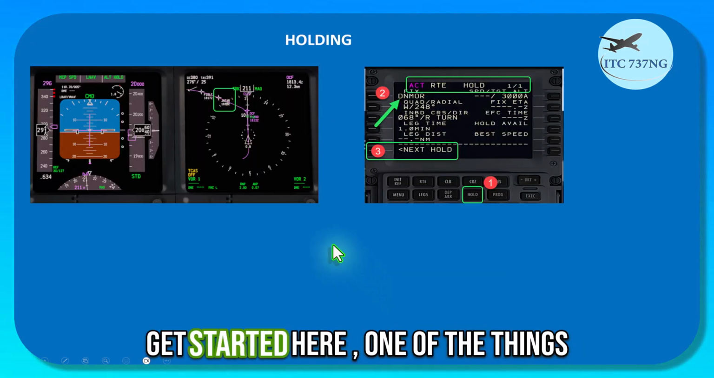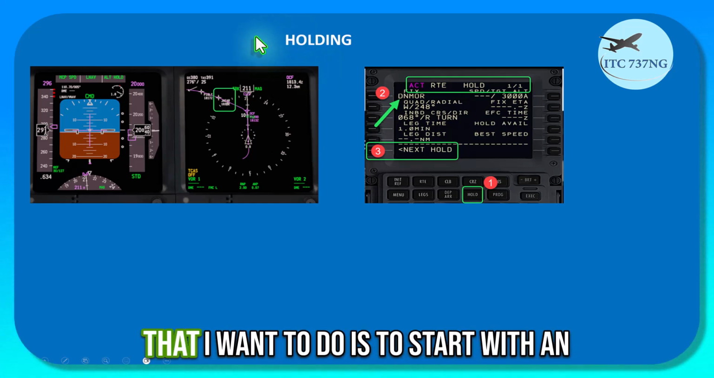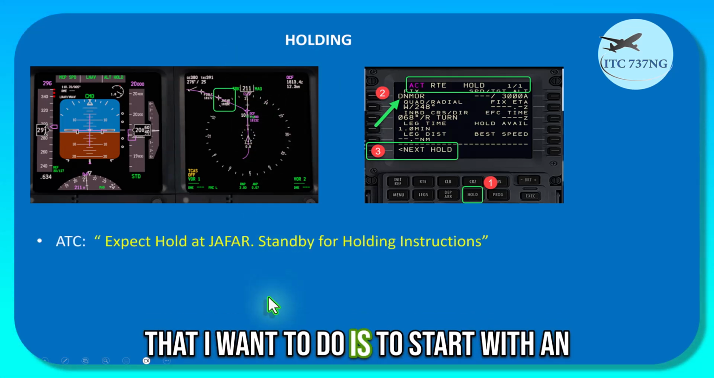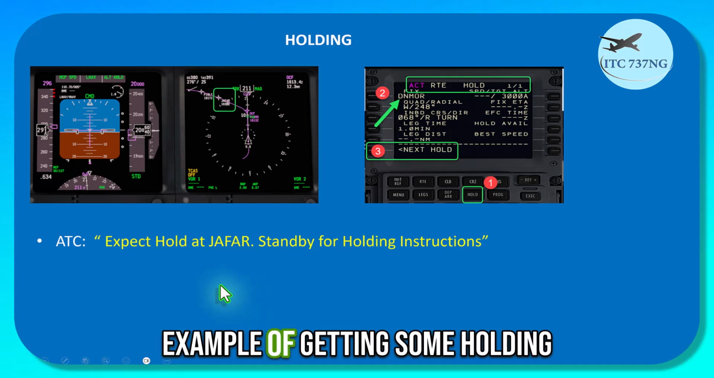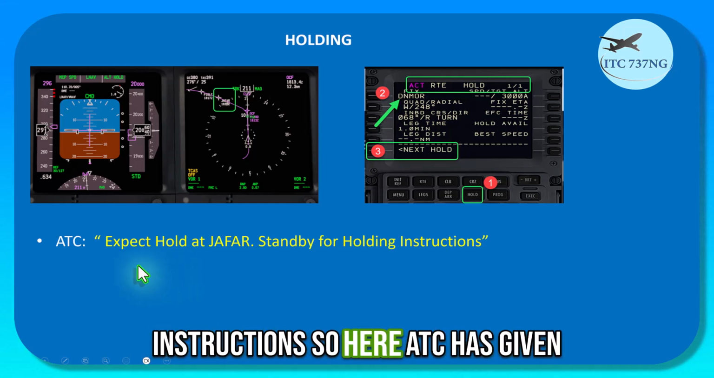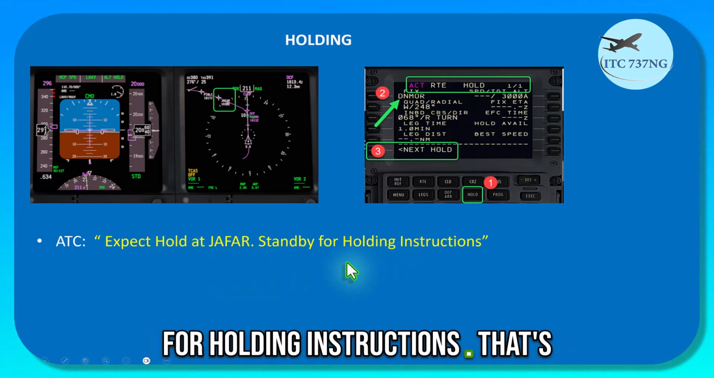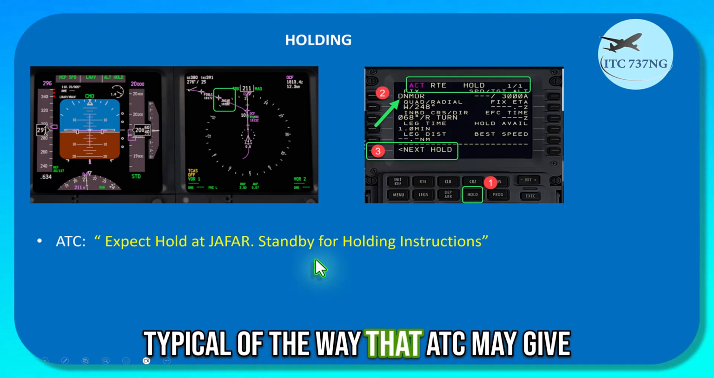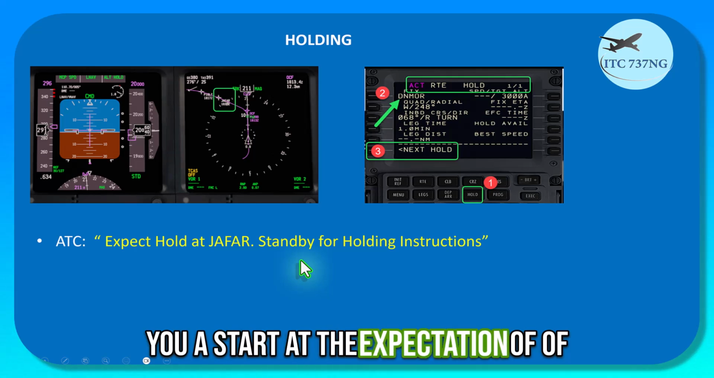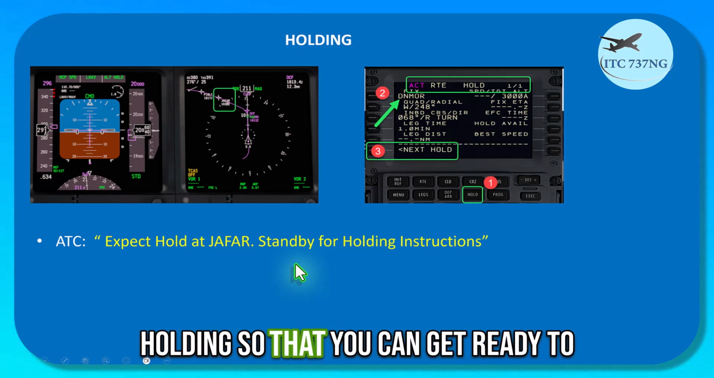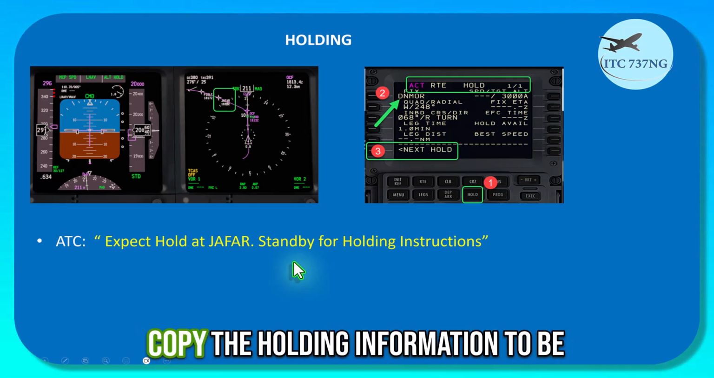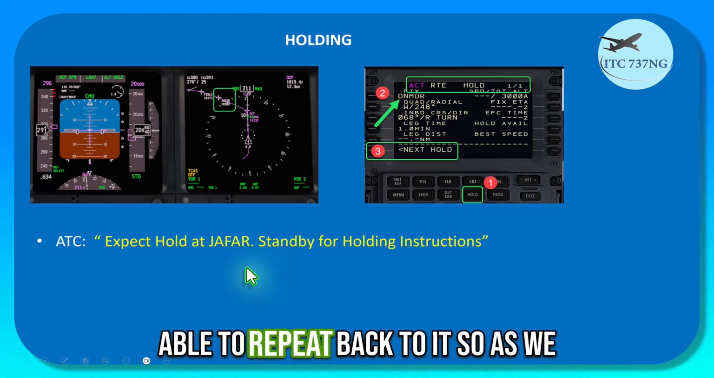So as we get started here, one of the things that I want to do is to start with an example of getting some holding instructions. So here, ATC has given us, "Expect to hold at JFAR, stand by for holding instructions." That's typical of the way that ATC may give you a start at the expectation of holding so that you can get ready to copy the holding information to be able to repeat back to it.